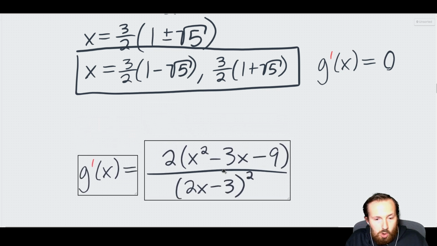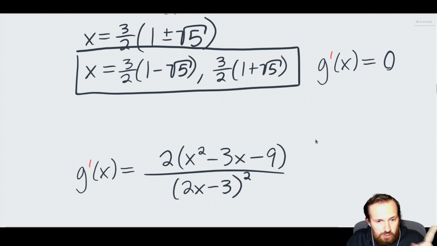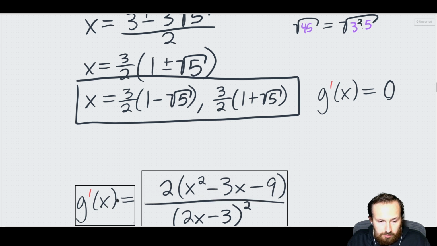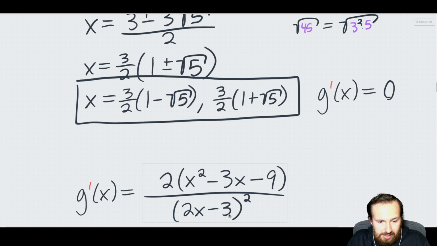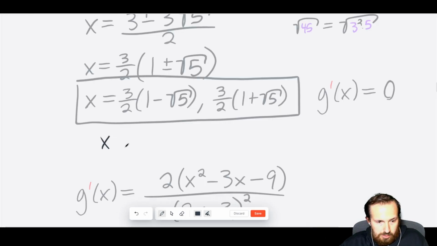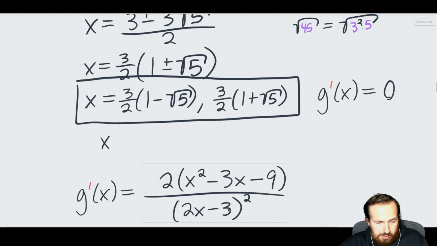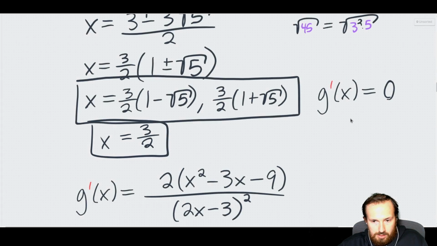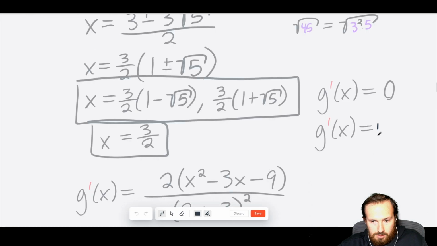But remember, that's not all that we need. Because the definition of a critical point is any x value that would make the first derivative 0 or not exist. That or not exist part is actually important. If this is the derivative, what x value would make this not exist? Hopefully it's clear that when the denominator is 0, basically 2x minus 3 would equal 0. If you set that equal to 0, you would get x equals 3 halves. So 3 halves is the value that makes the first derivative not exist.